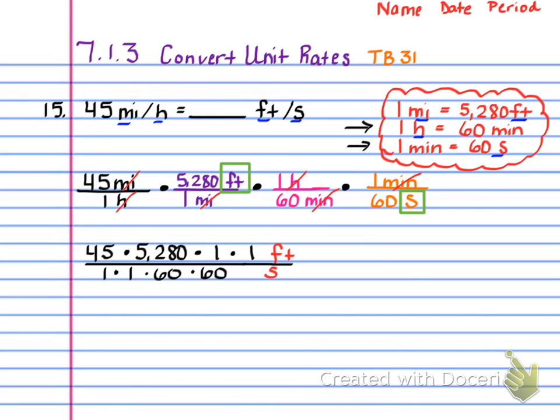And now what I've done here is, for the first time, I have started putting the units out to the end now. So you can do it that way as well. So now we have 45 times 5,280 times 1 times 1.